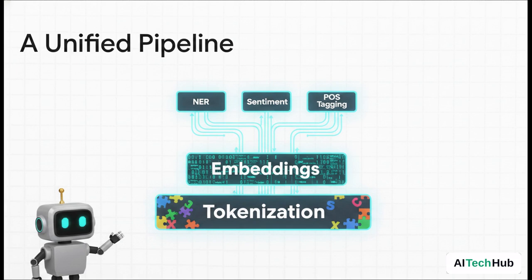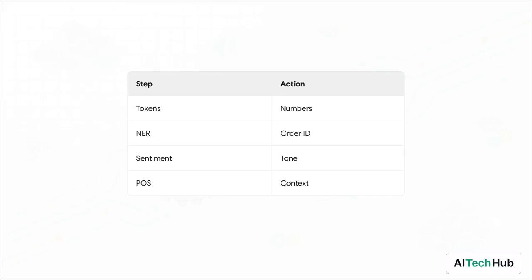Now, if you're sitting there thinking of these as isolated, totally separate tools, it's time to shift that perspective, because they actually build on each other progressively. Tokenization always happens first, to get our pieces. Then embeddings follow by turning those tokens into numbers. And once you have that solid mathematical foundation, well, named entity recognition, sentiment analysis, and part of speech tagging all operate right on top of those embeddings. They're just pulling different, highly specific insights from the exact same underlying data. Let's see how all this comes together in a real-world scenario.